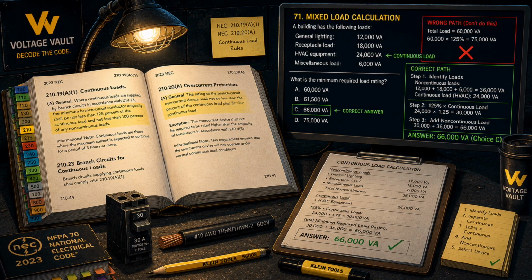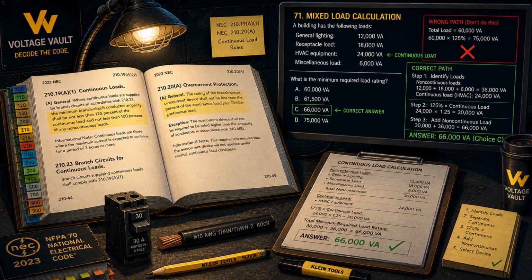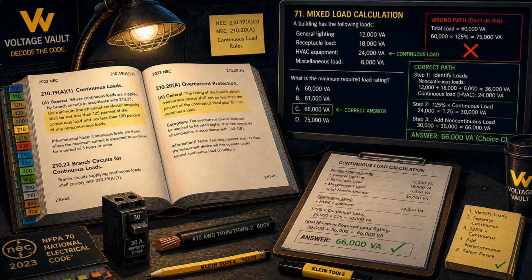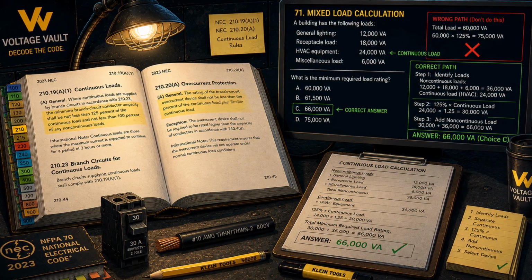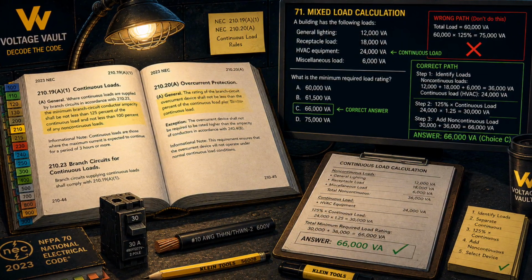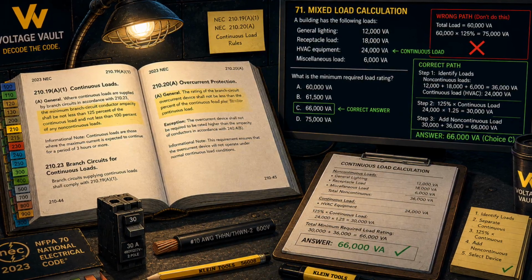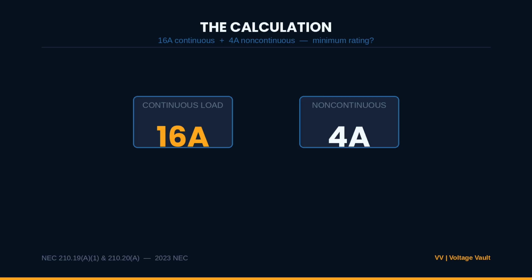So why do candidates fail this question? Because the exam gives you a mixed load, some continuous, some not, and asks for the minimum rating. And most people take 125% of the total load. That's the trap. Here's the number.